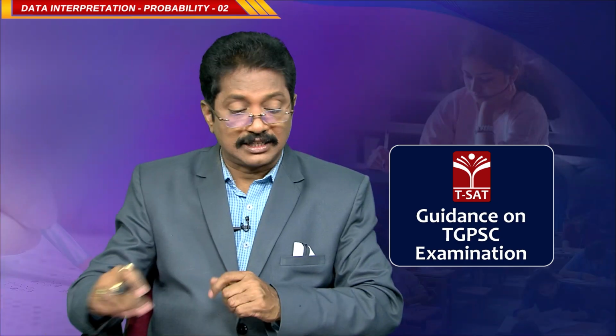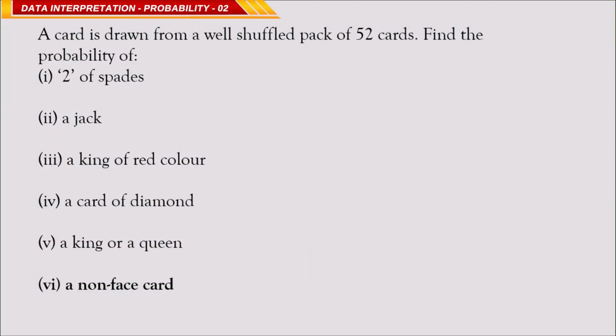Now, shifting to the other questions. A card is drawn from a well shuffled pack of 52 cards. Find the probability of getting the 2 of spades. Already I said we have spade, club, diamond and heart, correct. So, how many spades with number 2 are there? There is only 1 spade having number 2, so 1.